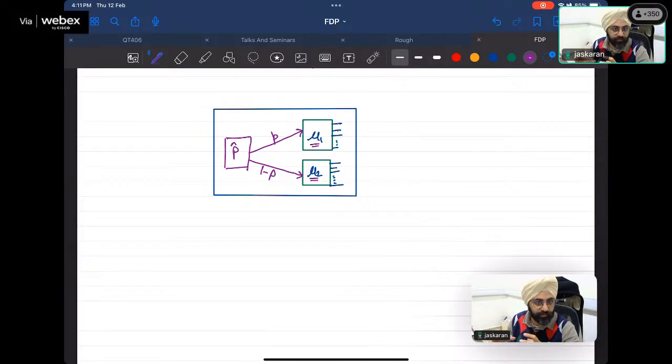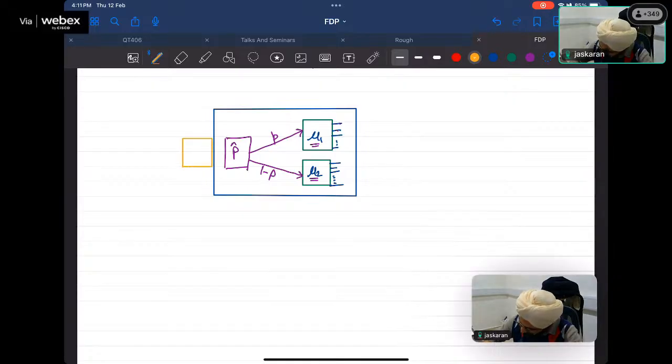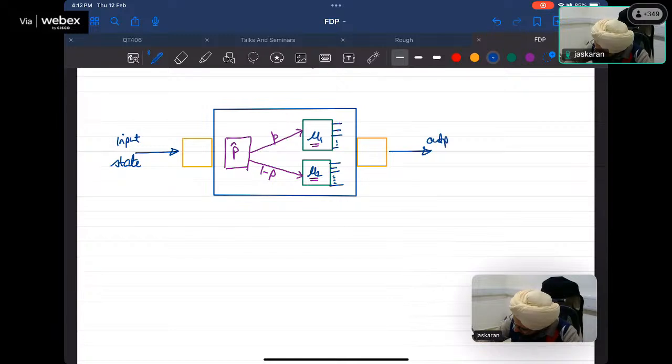In one particular instance of the experiment, there would be one particular measurement, either corresponding to mu1 or mu2. However, we don't know. It is our lack of knowledge whether mu1 was implemented or mu2 was implemented. And as before, we will have an input port, in which we will input our quantum state, and an output port, out of which we will get some output state.